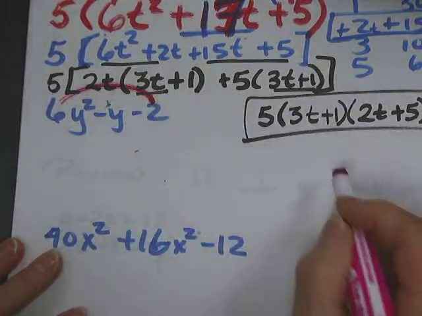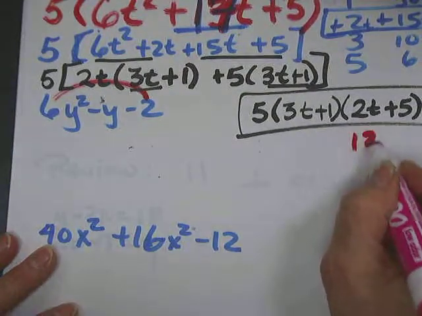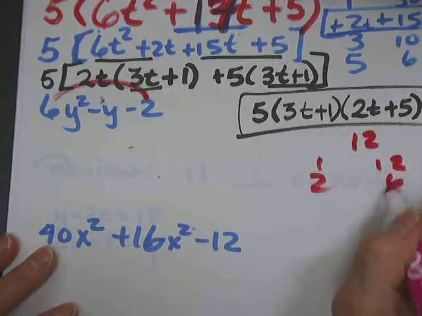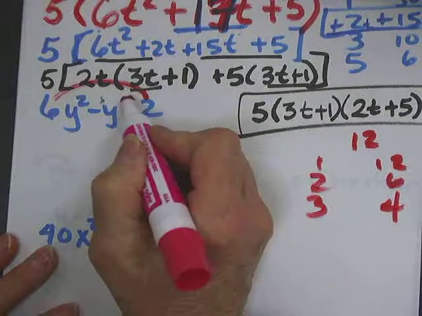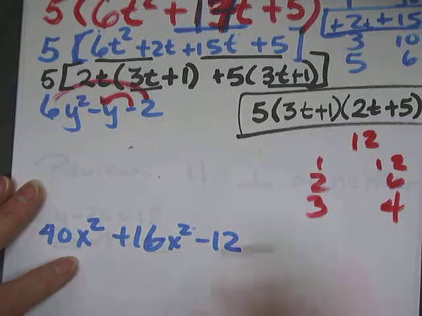Okay. Is this in descending order? Yes. 2, 1, none, yes. Is there anything in common? No, not 2, because we don't have one. So we're ready to factor.